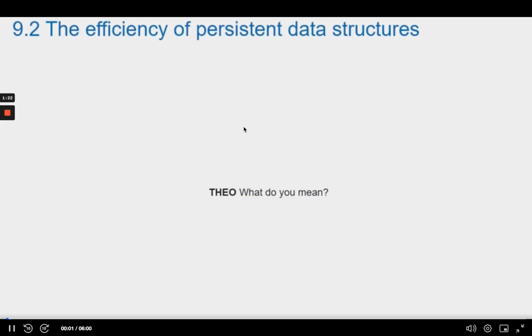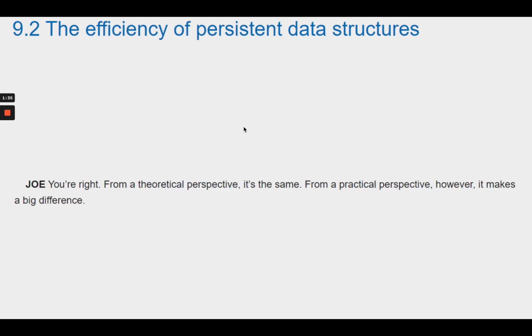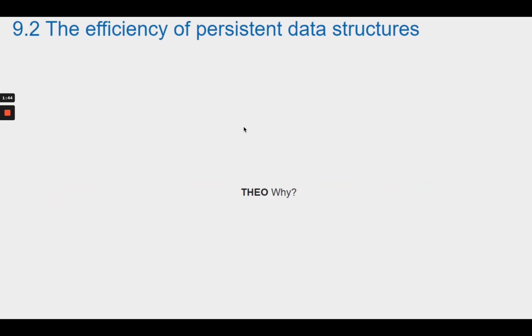Theo: What do you mean? Joe: Instead of splitting by 2 at each level, we could split by 32. Theo: But the running time of our algorithm would still grow with log n. Joe: You're right. From a theoretical perspective, it's the same. From a practical perspective, however, it makes a big difference. Theo: Why? Joe: Because log 32 n is 5 times lower than log 2 n. Theo: That's true. 2 to the power of 5 is 32.